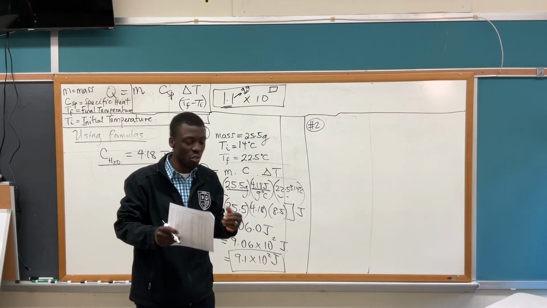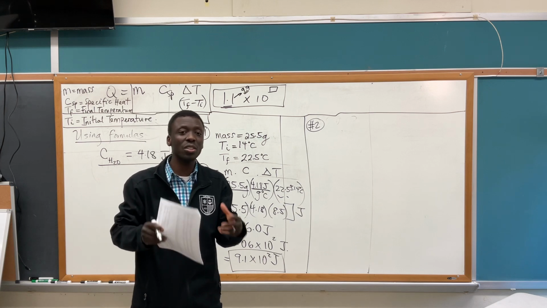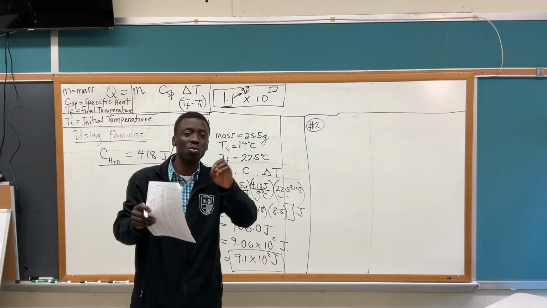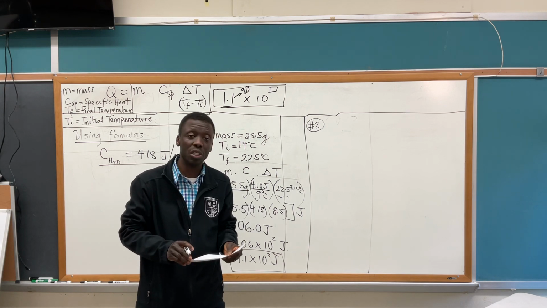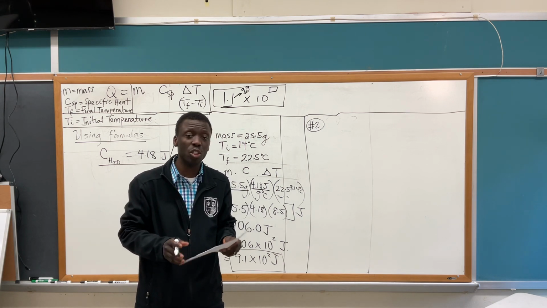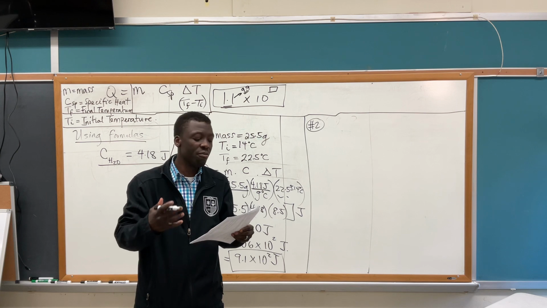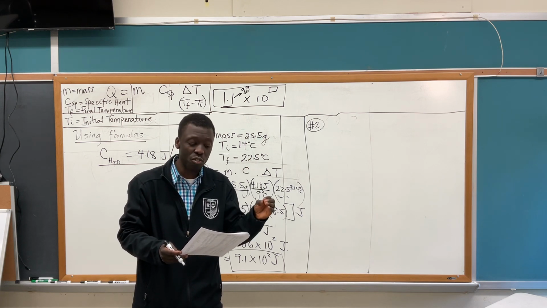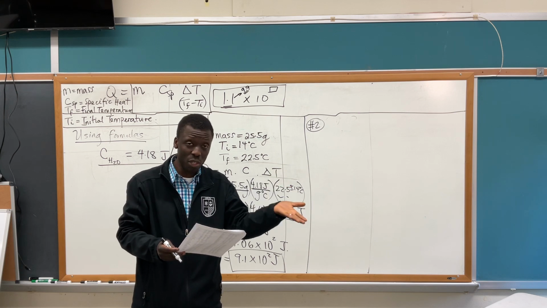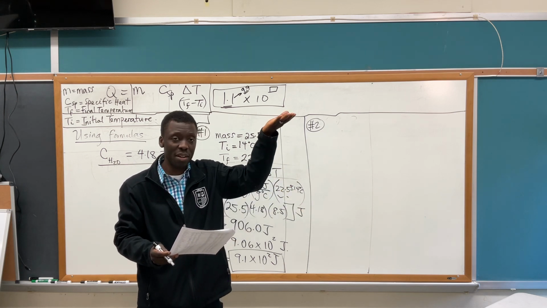Why do we use scientific notation? We use scientific notation to help us reduce the time of trying to write out many zeros, right? That's a lot of why we use scientific notation. Let me know if you have any other questions, but that was just a good example with finding the amount of joules that was needed to raise 25.5 grams of water from 14 degrees Celsius to 22.5 degrees Celsius.